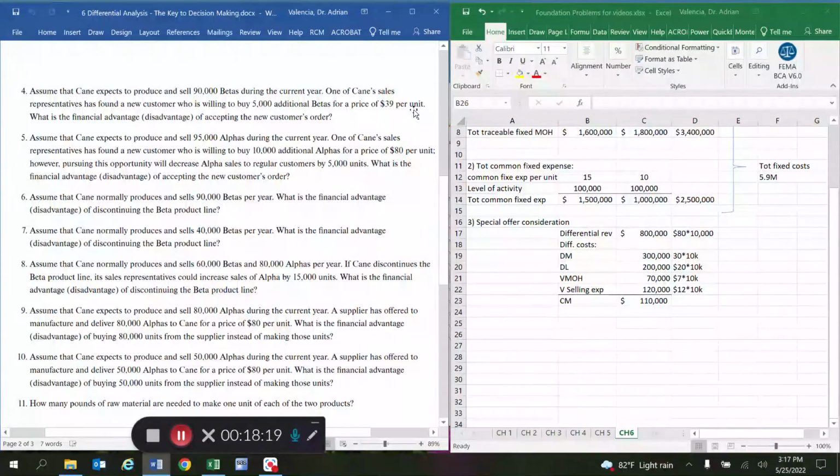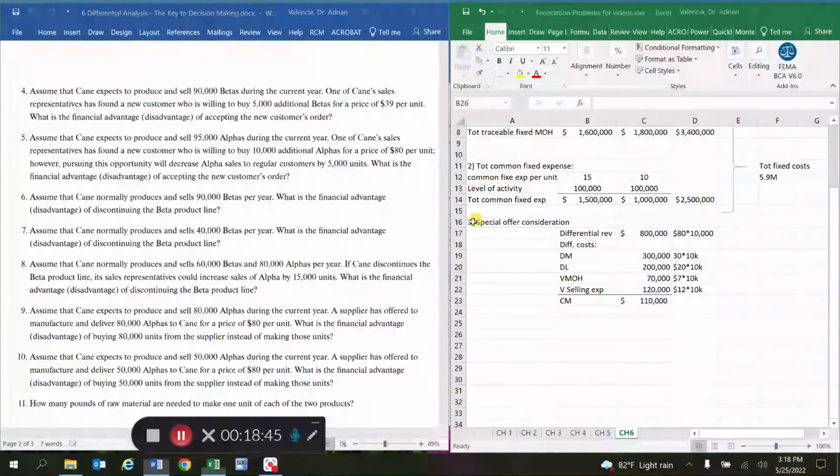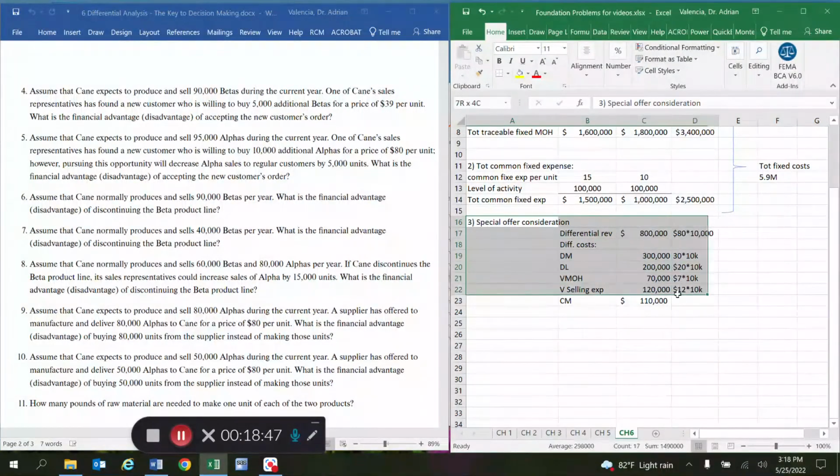Okay, so the first question is, I'm selling 90,000 betas and I have capacity for 100,000 betas. The only reason, again, why I'm selling 90 is because maybe I can't sell any more, right? So if somebody comes up to me and says, I'll buy 5,000 more, this is worth considering because we have the capacity to make 5,000 more. But the question is, is there a positive contribution margin from this offer? So this is going to look very similar to this.